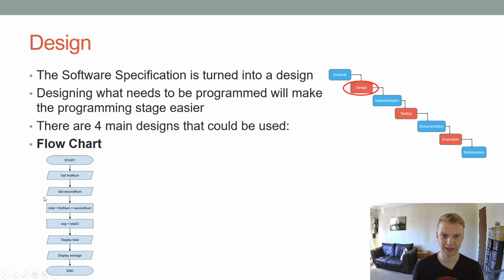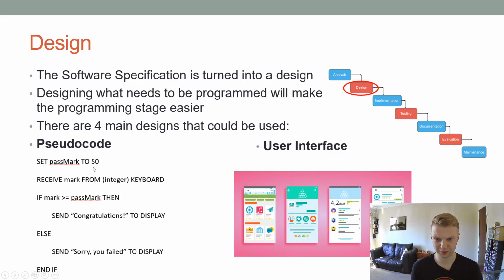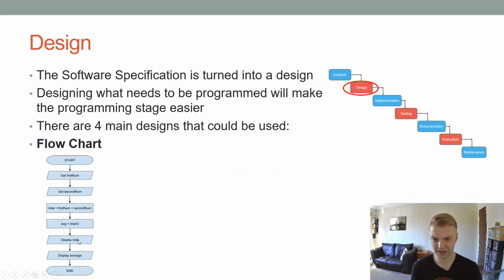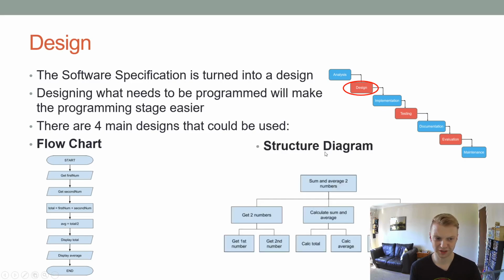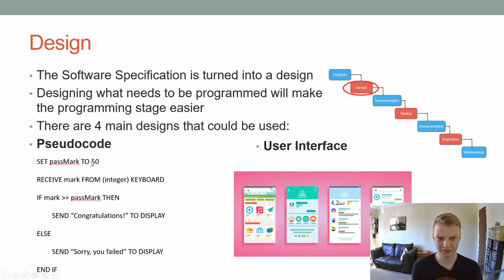flowcharts. This is something again we'll look at later. It does the same thing as pseudocode really, it's demonstrated in a different way. And then we're also looking at structure diagrams, again similar to flowcharts, except rather than having the flow of the program, it breaks down problems. Knowing what each of these do isn't too much of an issue at this point. You just need to know that they are flowcharts, structure diagrams, pseudocode and user interfaces.